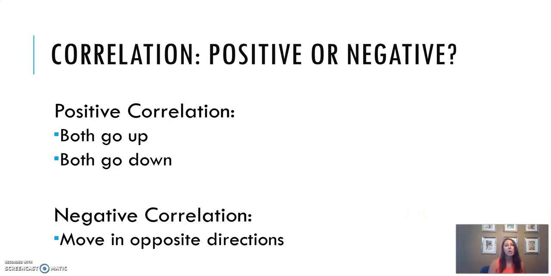So when we're talking about correlations, there are two different options. We can have a positive correlation or we can have a negative correlation. If we have a positive correlation, what we mean is that both of the variables that we're looking at are moving in the same direction. So they're either both going up or they're both going down. If we say the amount of exercise you do is positively correlated to the quality of sleep that you're getting, it means they're both going up. Higher exercise, higher sleep quality.